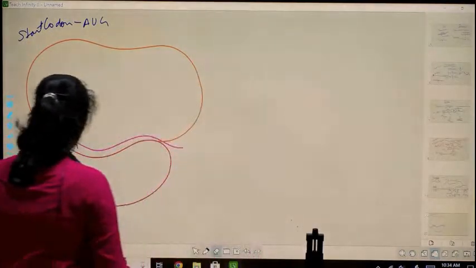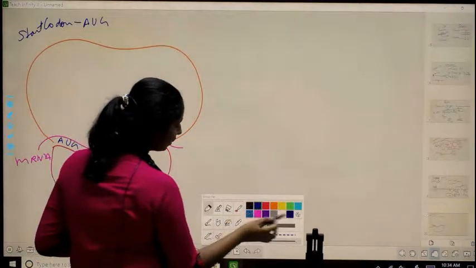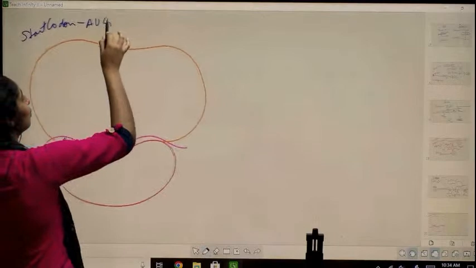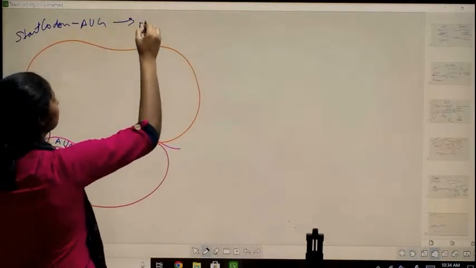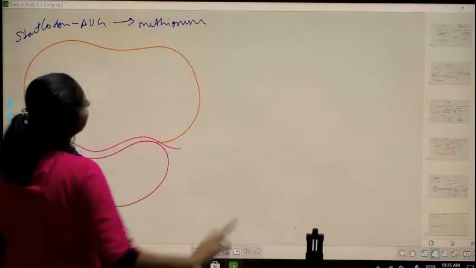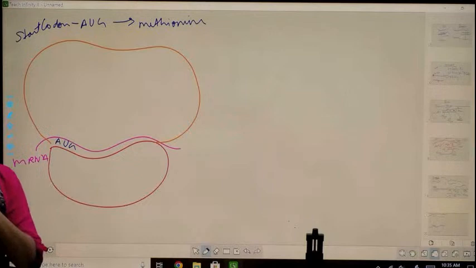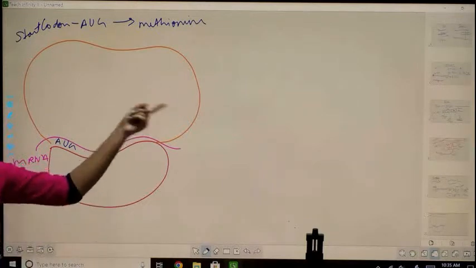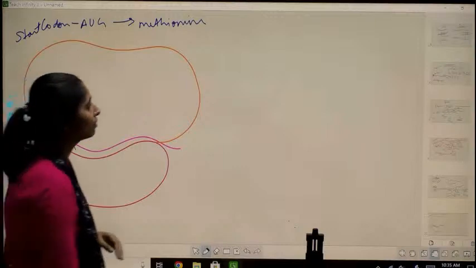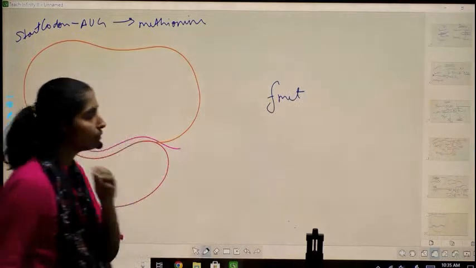So let's come back to this question. The first codon will always be AUG, and AUG is going to code for methionine. So in both prokaryotes and eukaryotes, the first amino acid of any protein will always be methionine. The only difference is that in prokaryotes, it's formylated methionine. That's the only difference.